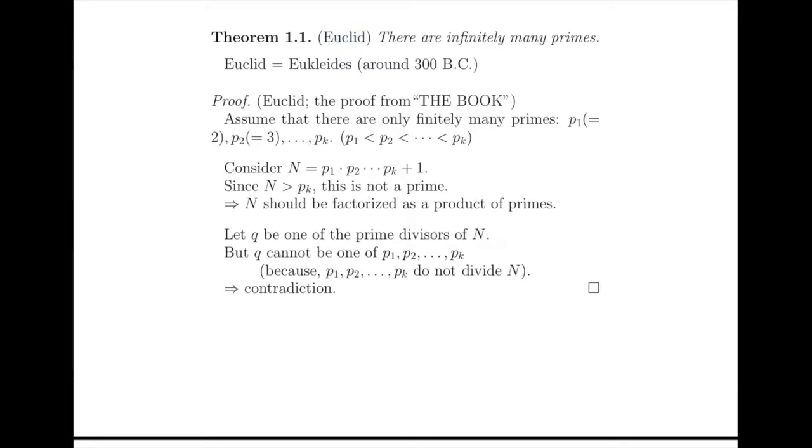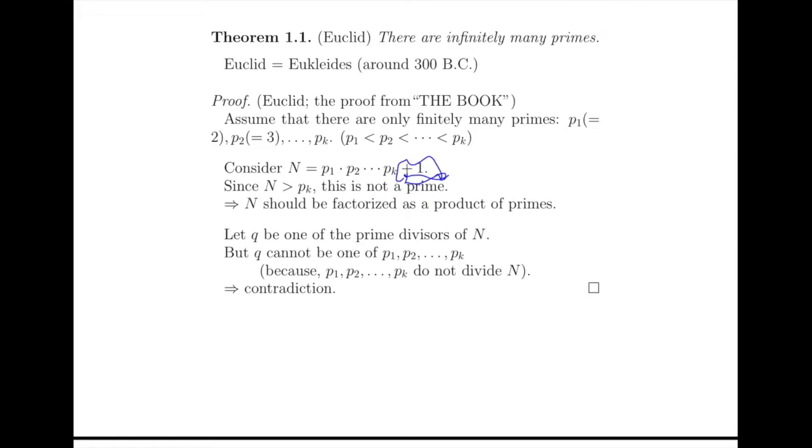So now, because of this, any of P1, P2, up to Pk cannot divide capital N. Therefore, our prime Q is different from P1, P2, up to Pk. So we now find a new prime Q. So this is a contradiction. So we have now proved that there are infinitely many primes. Okay.